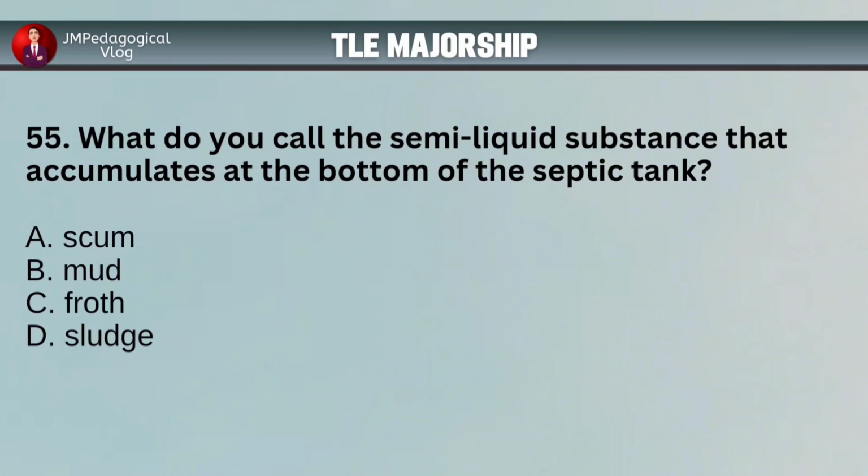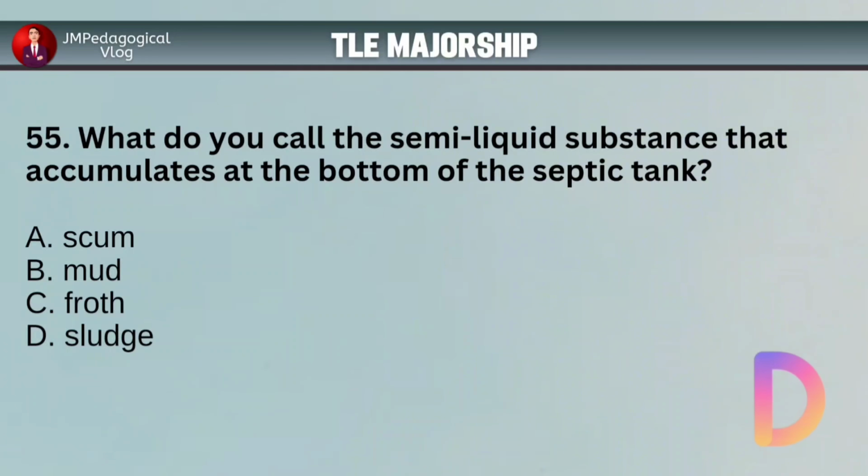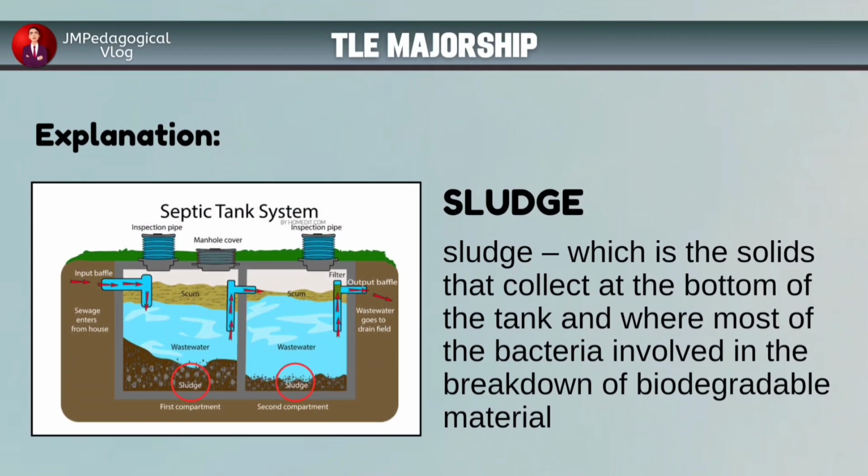55. What do you call the semi-liquid substance that accumulates at the bottom of the septic tank? a. Scum. b. Mud. c. Froth. d. Sludge. d. Sludge. Explanation. Sludge, which is the solids that collect at the bottom of the tank and where most of the bacteria are involved in the breakdown of biodegradable material.